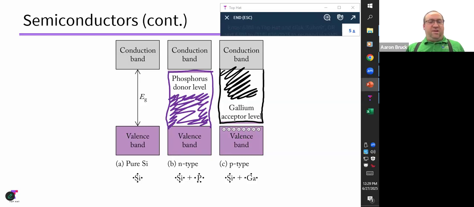Semiconductors work on the principle that if we add a small amount, and again, we're not completely flooding the silicon with phosphorus or completely flooding it with gallium, but introducing a small amount into the structure of the silicon, it is enough to get that conduction gap to shrink and make electricity at least a little bit easier to flow.